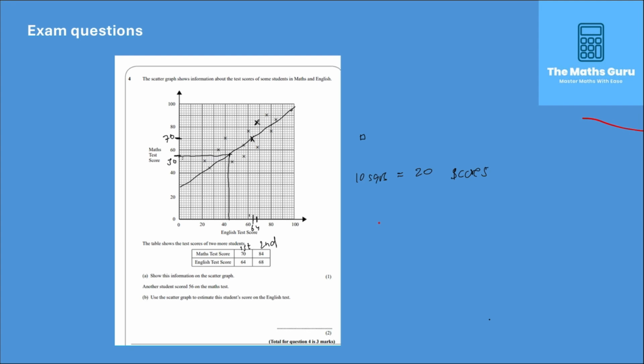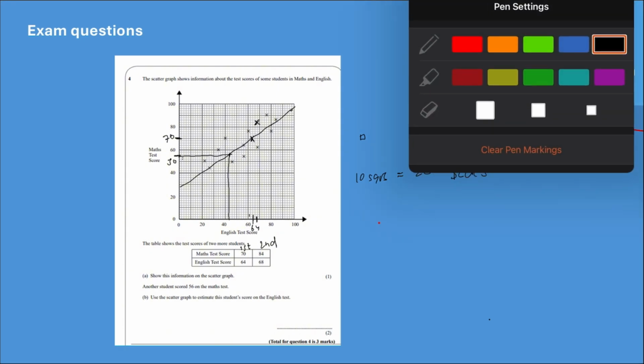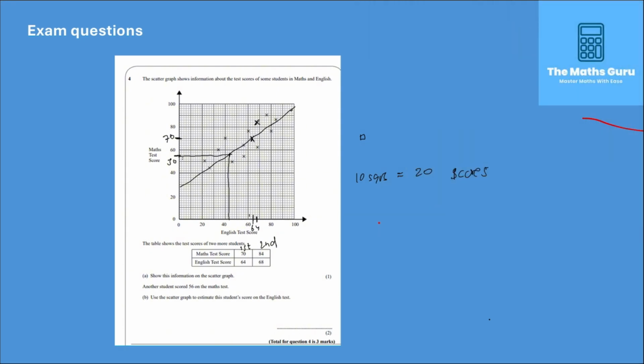We draw a line going like that, using a ruler obviously, and I'm working on an iPad here, so it's a bit difficult, but you guys will use a ruler. Okay, and we can see that this is clearly 44, and we estimate that this student got 44 on their English test.